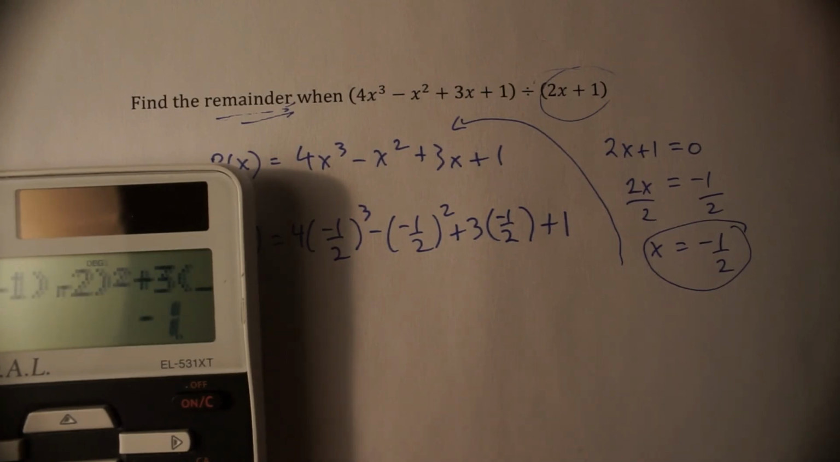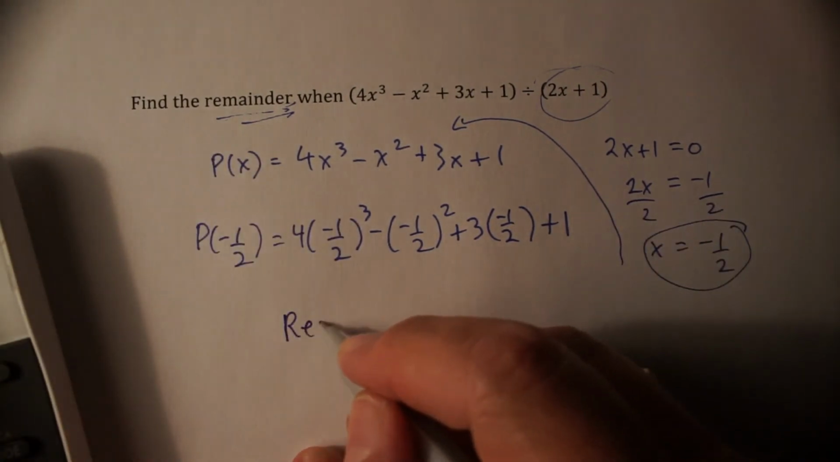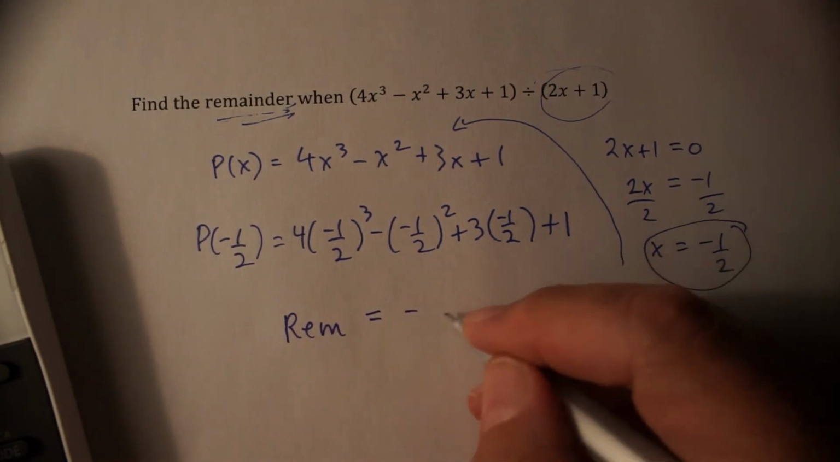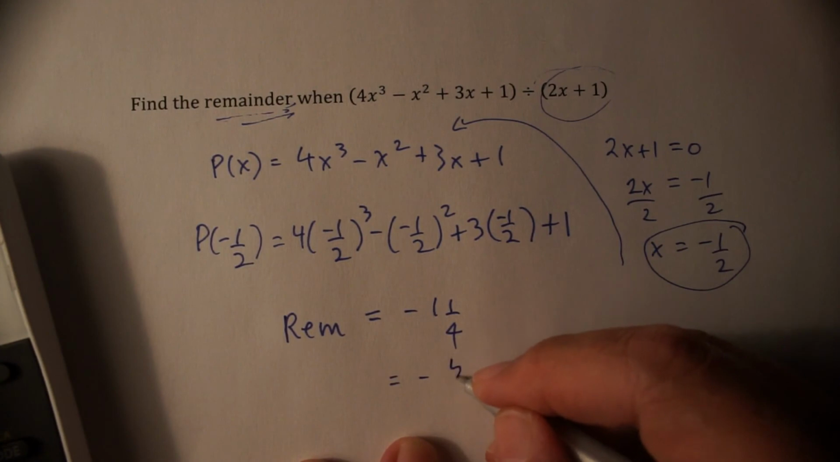plus 3 bracket negative 1, where did the button go again? Over 2, plus 1. And there's my answer, negative 1 1/4. So the remainder is equal to negative 1 1/4. Or we could have written it as negative 5/4.